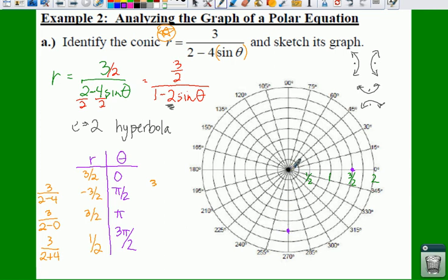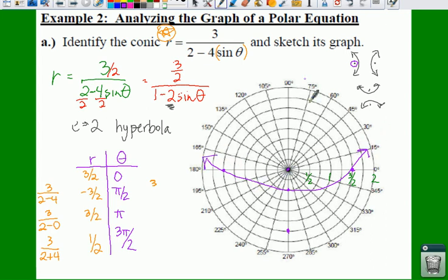And then we go the direction of pi. We go 3 halves, which is going to be out here. And in the direction of 3 pi over 2, we go down a half, which is right here. So remember your focus, this little dot right here, is at your origin. So that means that this graph must be going down like so, and then curving back up.